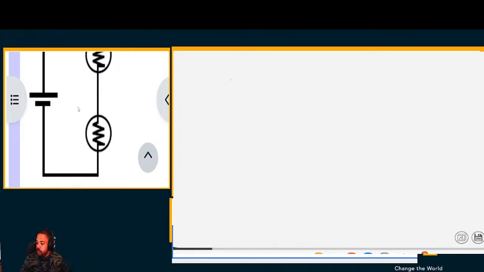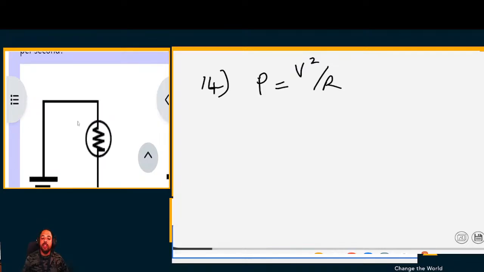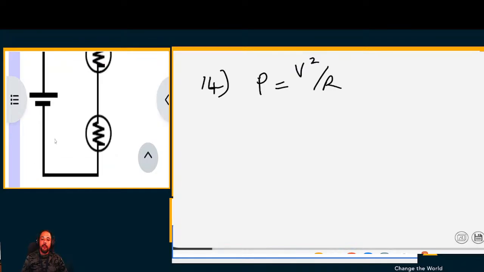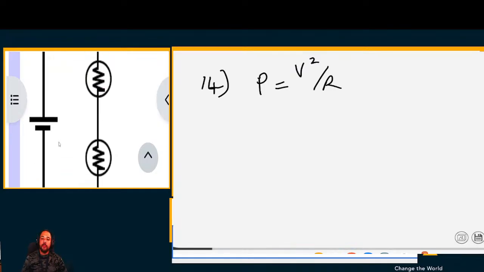Now we've established that power is equal to voltage squared over resistance. Now let's work out the power for each one of these circuits. For the first one, let's look at circuit number one.